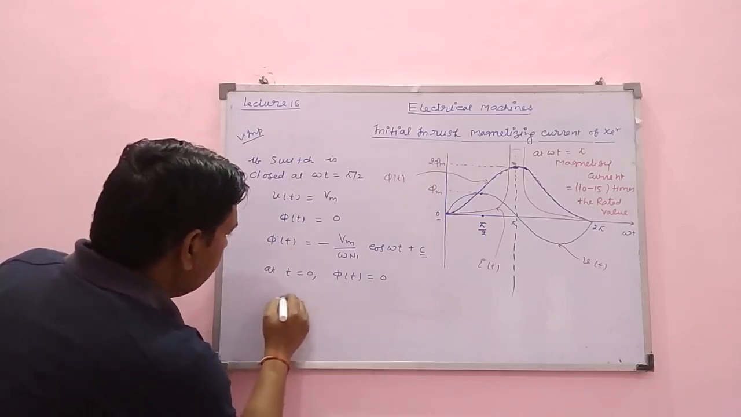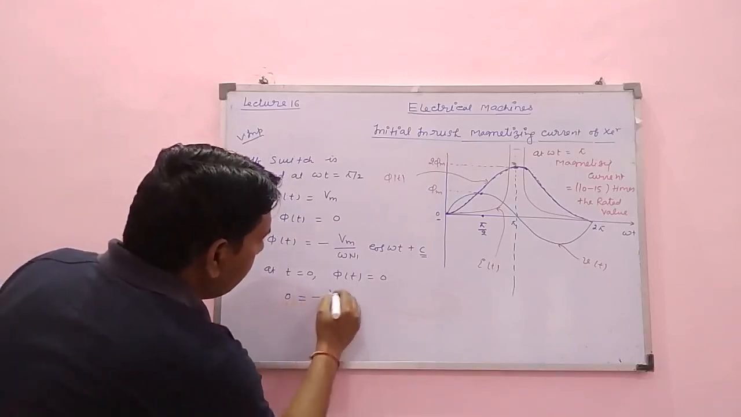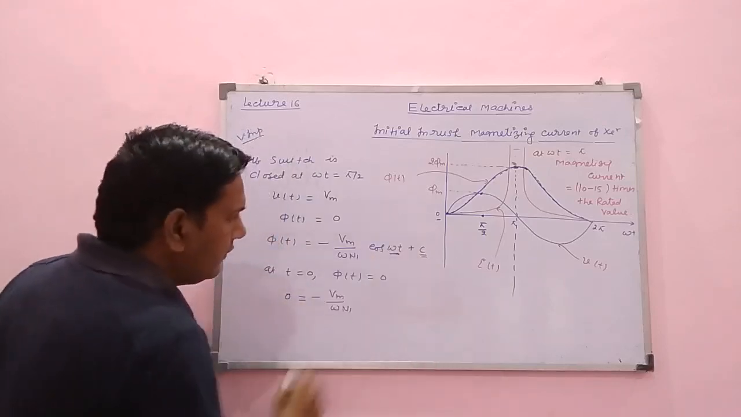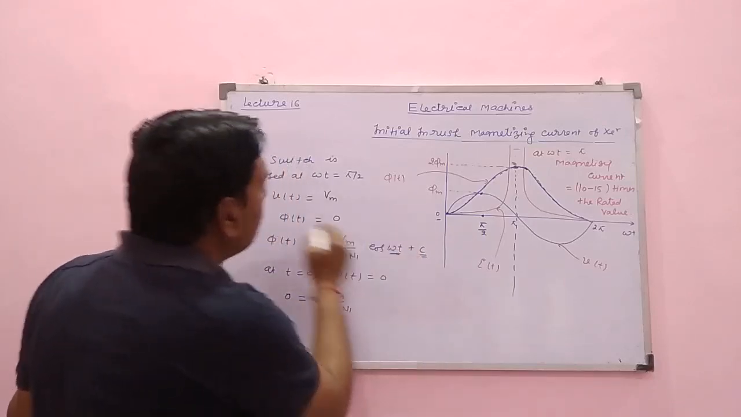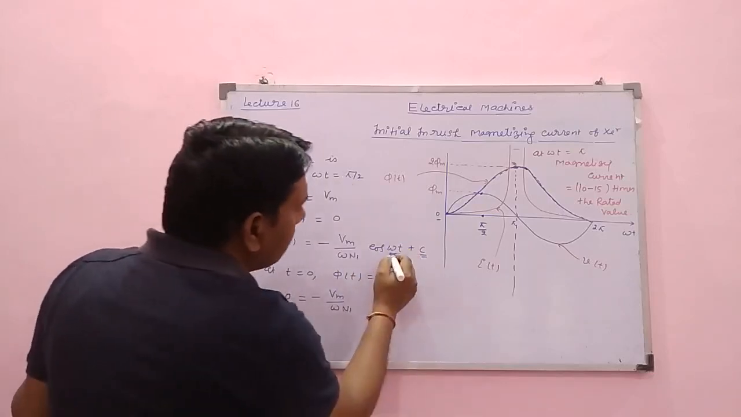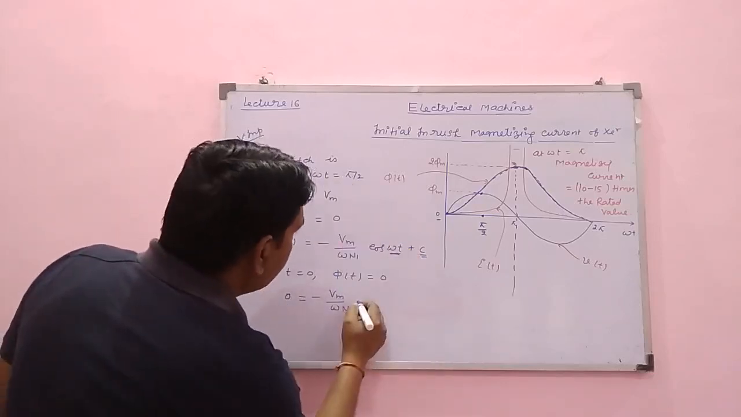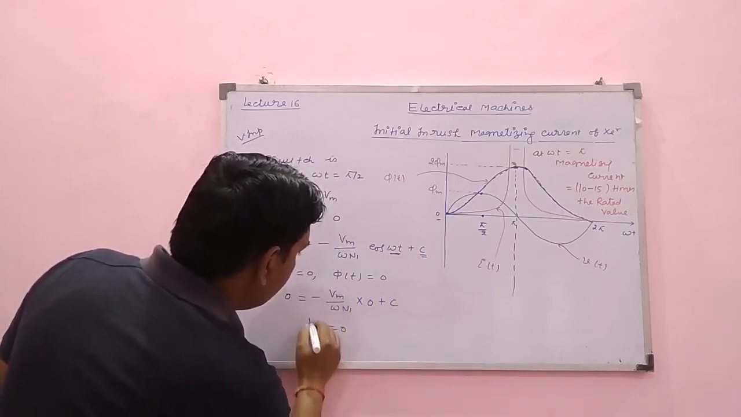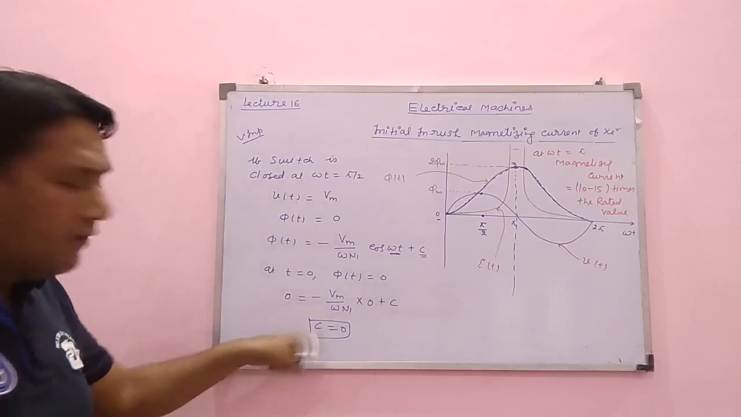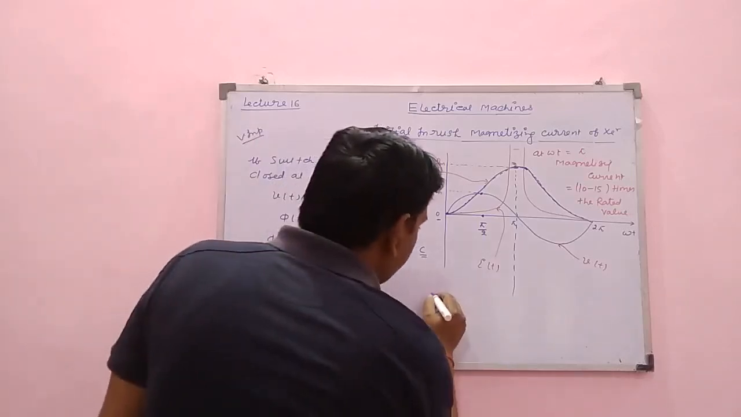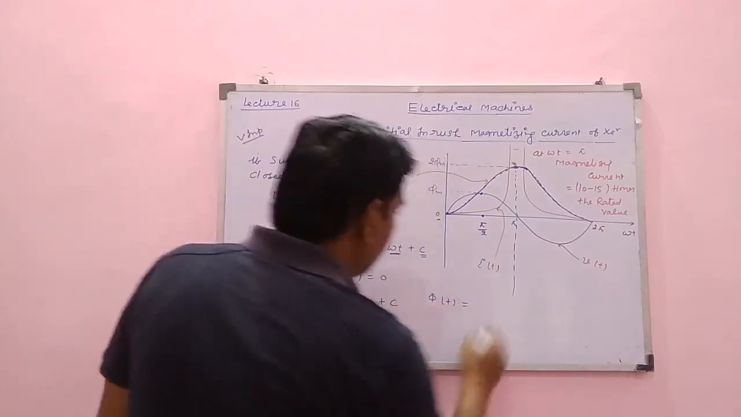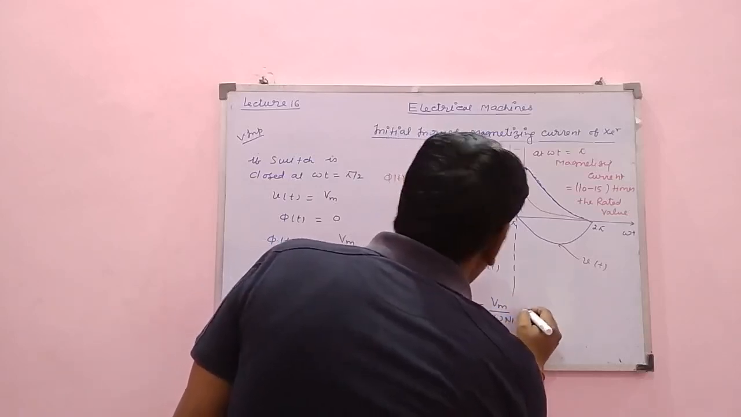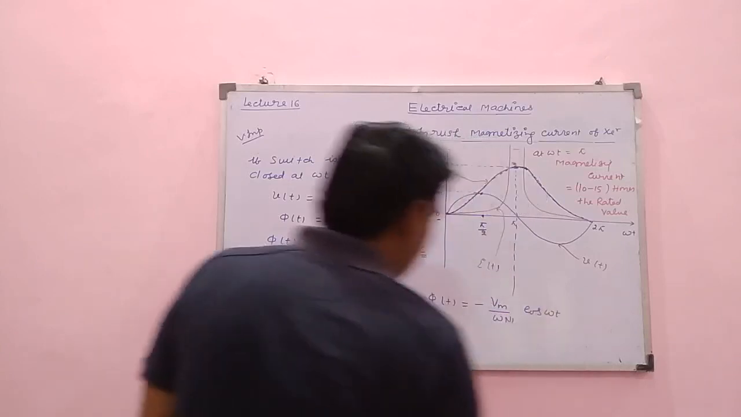So 0 is equal to minus Vm upon omega n1, and the switch is closed at omega t is equal to 90 degree. So cos 90 is 0. So it will be equal to 0 plus c. So the value of c is equal to 0. When the value of c is 0, then the value of phi t will be equal to minus Vm upon omega n1 into cos omega t.